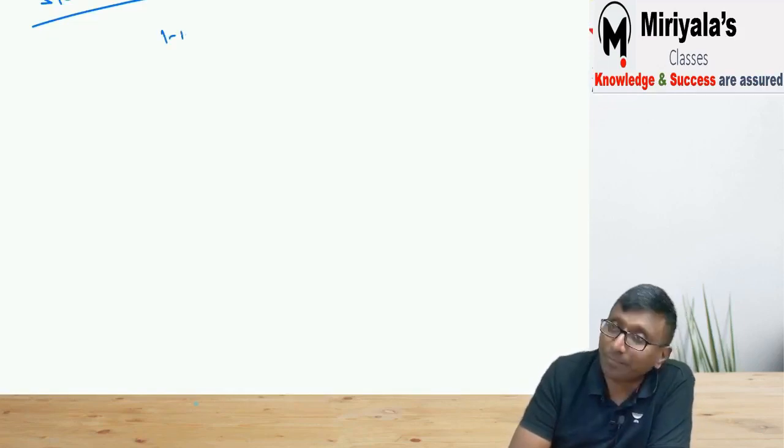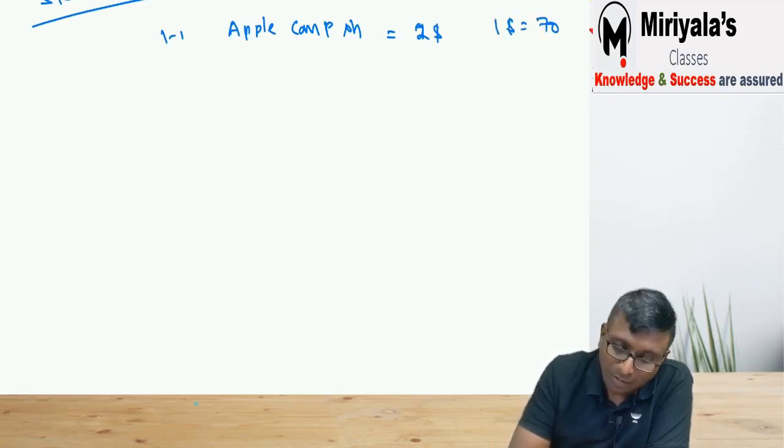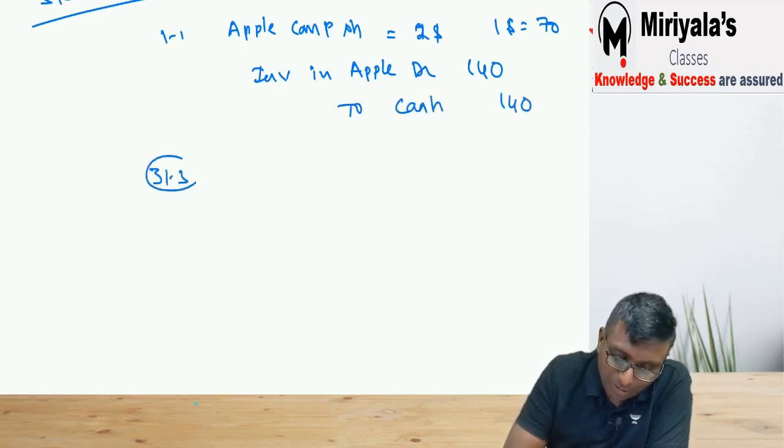1st January, Apple company's share. You bought it at $2. That day $1 is equal to 70 rupees. You must have booked the entry as investment in Apple company, and written 140 rupees to cash. You recorded 140 rupees. Now 31st March.